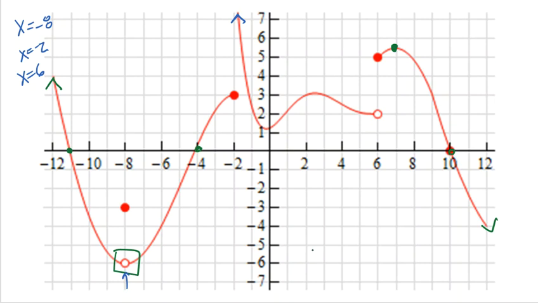So, again, lots of different things that I could ask you to do. And, again, don't forget simple things. Like I could say, hey, what is f of 2? When x equals 2, where's the function at? And that's just as simple as looking. 2 looks to be at 3. So f of 2 equals 3. So that's pretty easy to do.